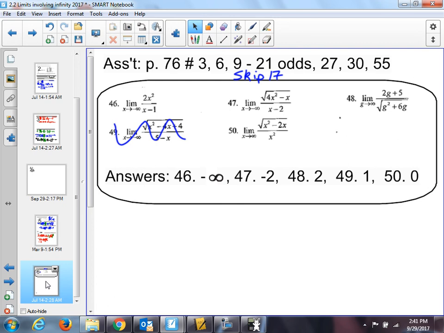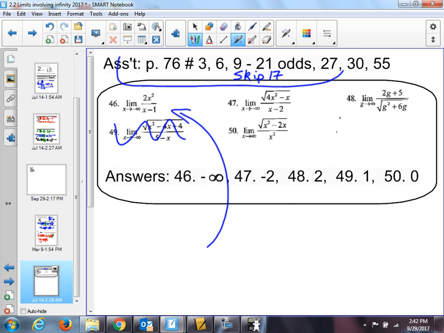Want to see the ones at the bottom? Like the ones written out there? Yep, you do. Of course, we skipped 17 from the first part of the assignment in the textbook. But everything else, 46, 7, 8, 50. Do those. We'll pause.